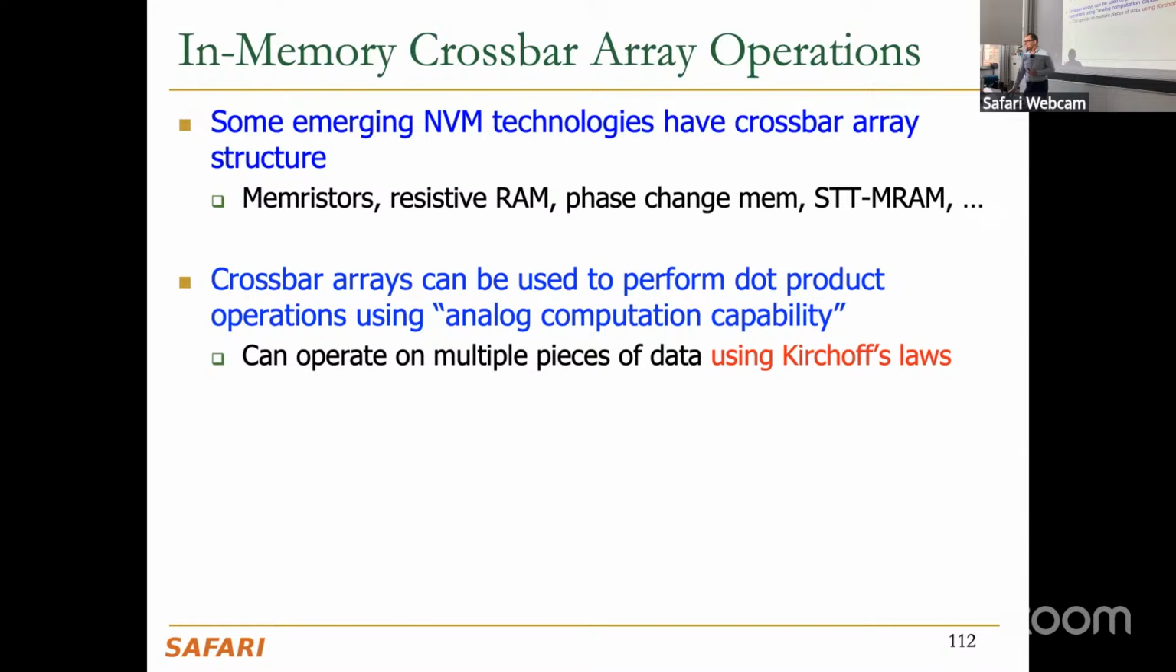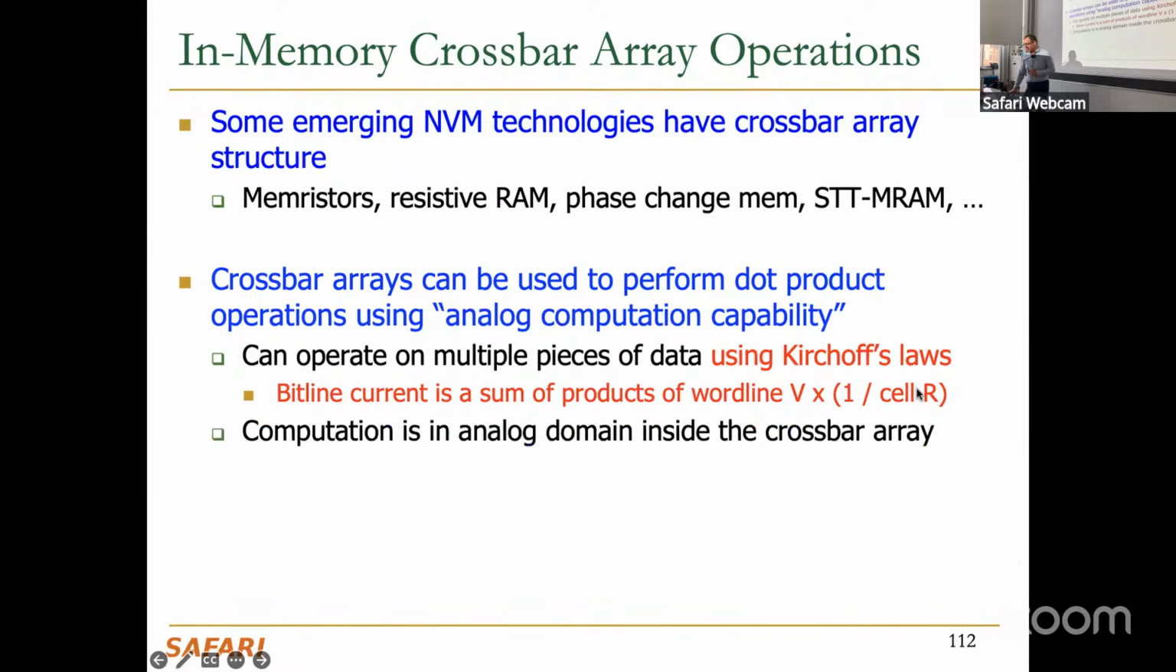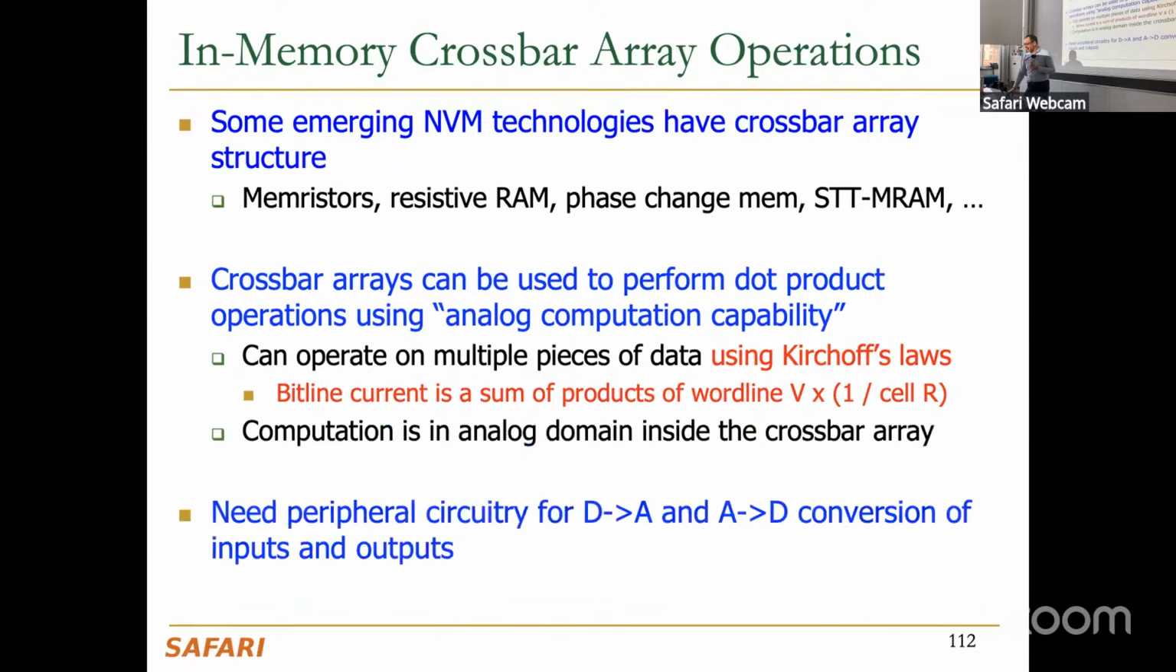How many people know about Kirchhoff's laws here? You probably had some physics at some point. Yeah, okay. You can raise your hand, don't be shy. How many people do not know about Kirchhoff's laws? Okay, maybe you didn't have physics. You're going to learn a basic representation of it. But basically, the key takeaway is that bit line current is a sum of products of word line voltage times 1 over cell resistance. I'm going to show you a picture of this also. And computation is done in analog domain inside the crossbar array.